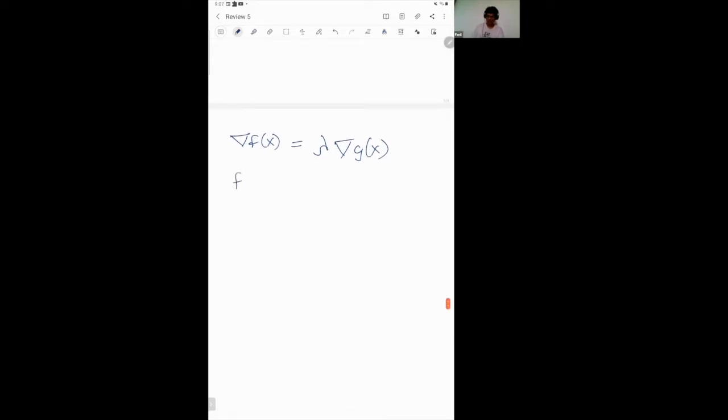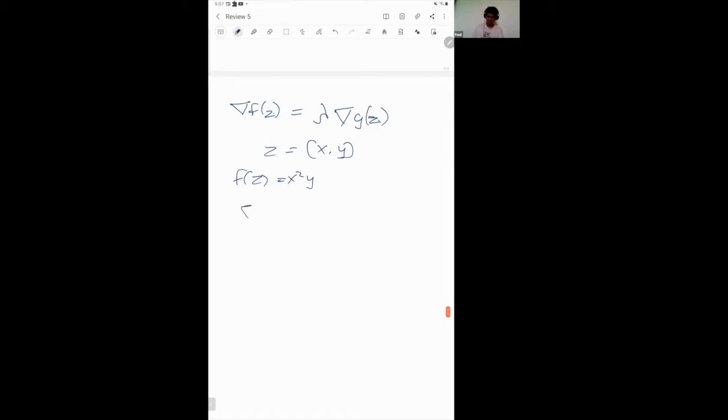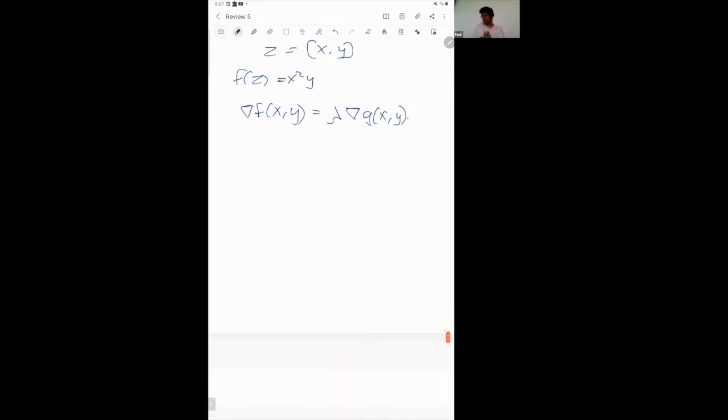So now we have this. If we use our previous example, this is a vector, and I'll just call it z here. Remember, z is a vector. So if z was x comma y, we had f of z is equal to x square y. So the gradient of f of x y along the gradient of g of x y. This is just an example for the 2D case. And then this simply becomes, for the 2D case, this vector.